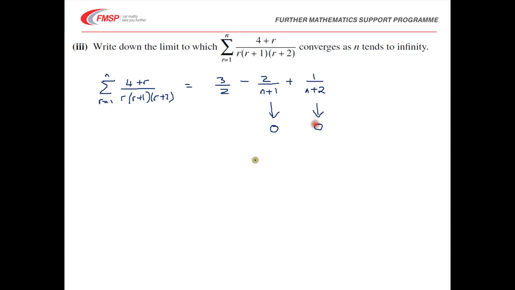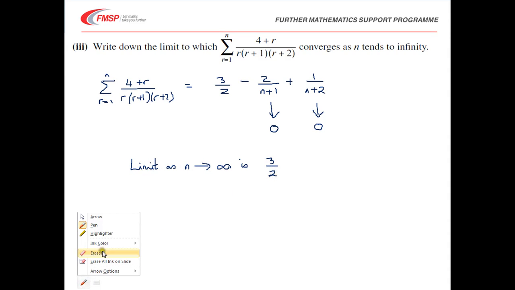Okay, write down the limit. Now, it does say write down, so you can just write down the answer and get the marks, but you can also put some thinking about this. You've just shown that that is equal to 3 over 2 minus 2 over n plus 1 plus 1 over n plus 2. And as n gets very, very large, that tends to 0 and that tends to 0. So the limit as n tends to infinity is what you're left with on the end, 3 over 2. That's just worth 1 mark.